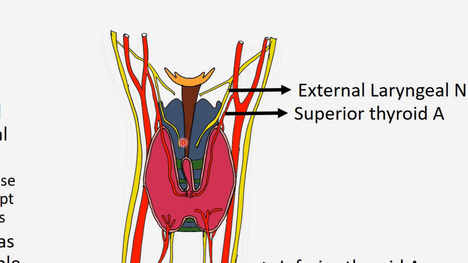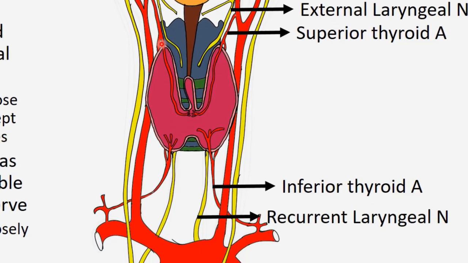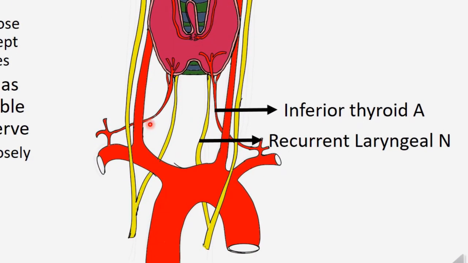So, the superior thyroid artery is ligated as close to the gland as possible in order to prevent injury to the external laryngeal nerve. In contrast, we can see that the recurrent laryngeal nerve is away from the artery for most of its course, but it comes close to the artery only as the artery nears the gland. So, in order to save the recurrent laryngeal nerve, the inferior thyroid artery is ligated as away from the gland as possible. With that note, the class on the thyroid gland ends.